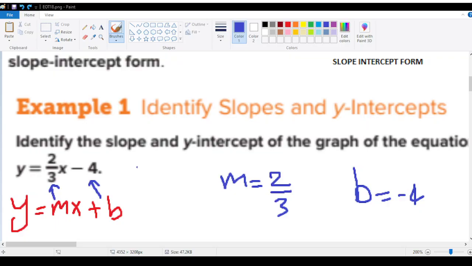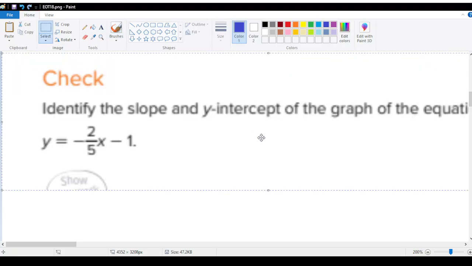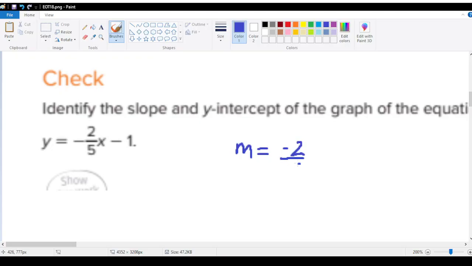So let's talk about the other question. This one is very easy. I want you to compare this question with this rule. Can you tell me what is the y-intercept here? Or say what is the slope first? What is the slope, Shamsa? The slope is minus 2 over 5. Okay. And what is the y-intercept? The y-intercept is minus 1. Thank you. It's very simple. It's not that hard.